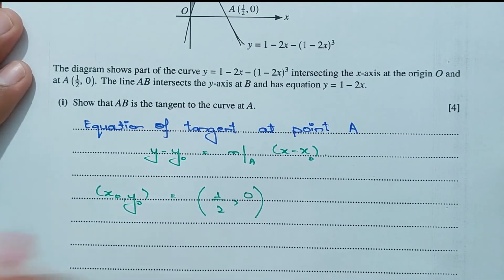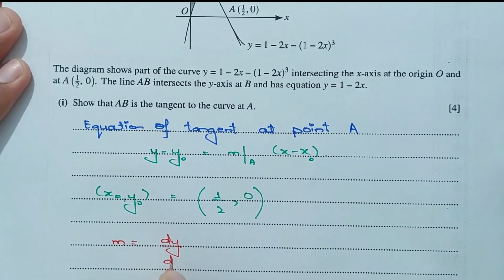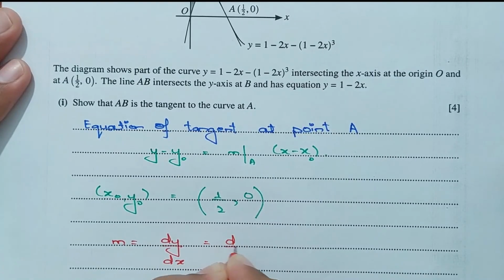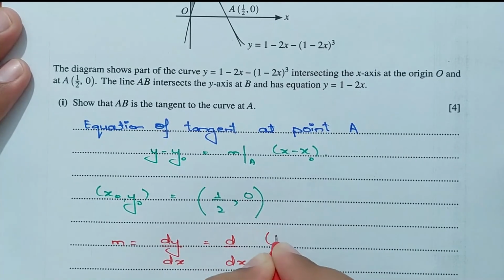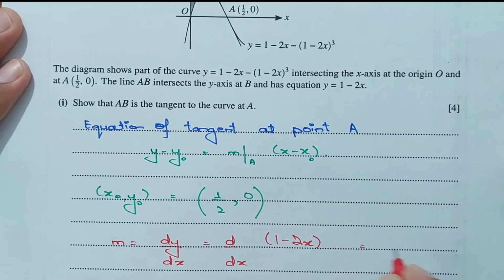Let me solve for m. So m is basically dy over dx. It means we have to calculate d by dx of 1 minus 2x. The derivative of 1 is 0. The derivative of minus 2x is just minus 2. Right?